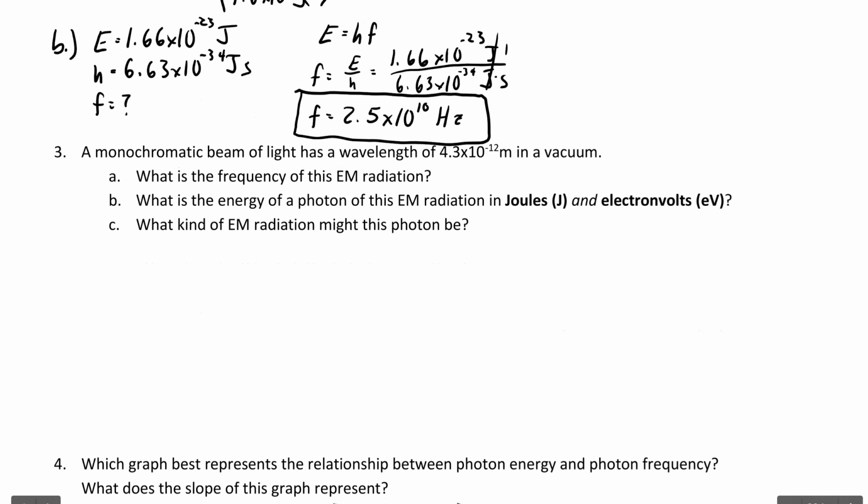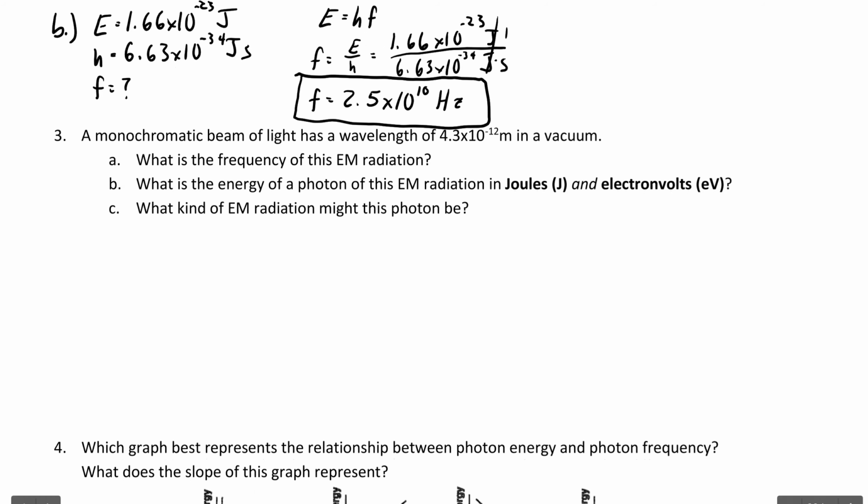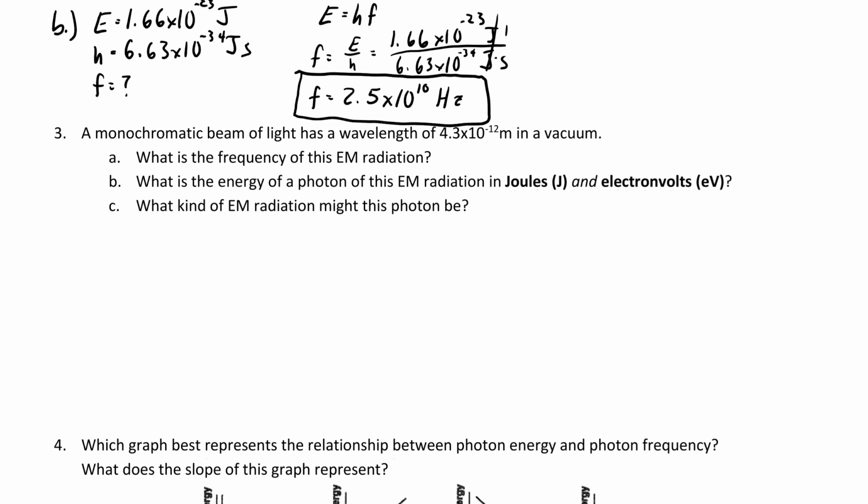All right, number 3, a monochromatic. That just means one color. A monochromatic beam of light has a wavelength of 4.3 times 10 to the negative 12 meters in a vacuum. What is the frequency of this radiation? What is the energy of a photon of this radiation in joules and electron volts? And what kind of radiation might this be?